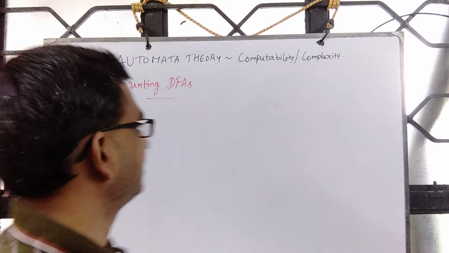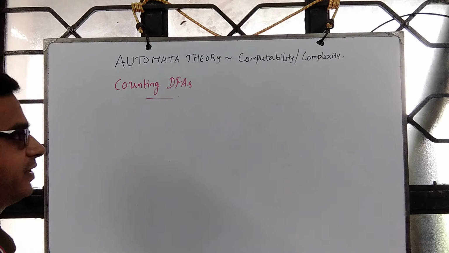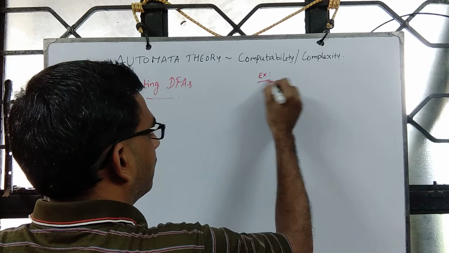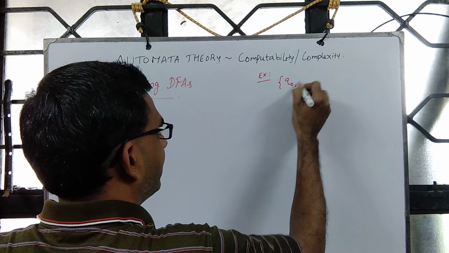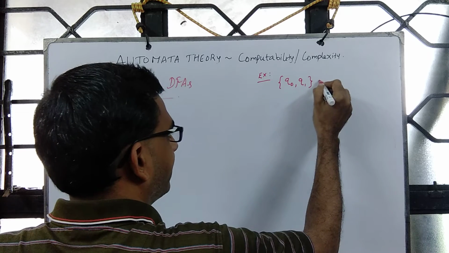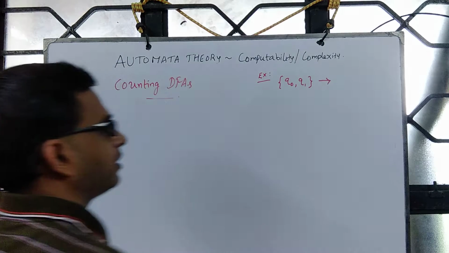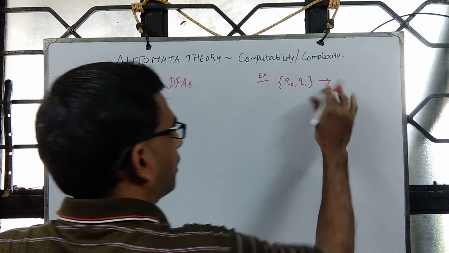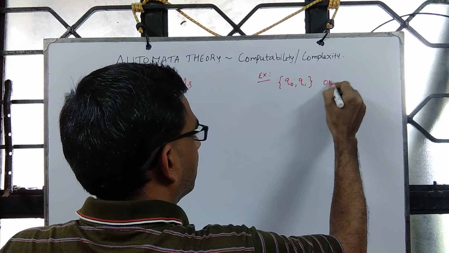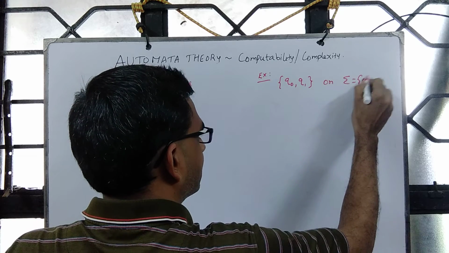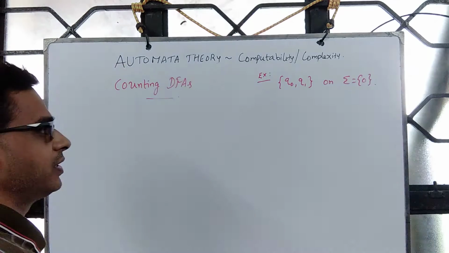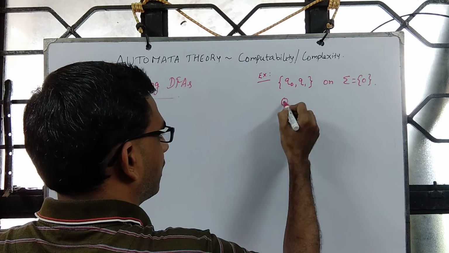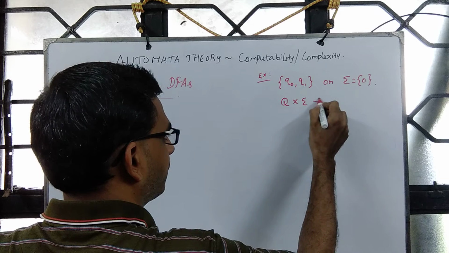Let us continue our discussion on counting DFAs. We looked at this example wherein we were counting the number of DFAs possible with sigma equals {0}. To do this counting we looked at how many functions are possible from Q cross sigma to Q.